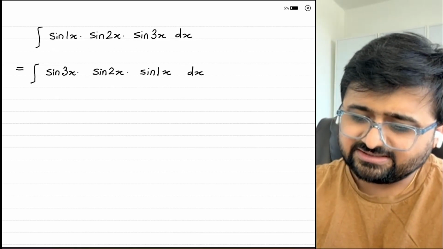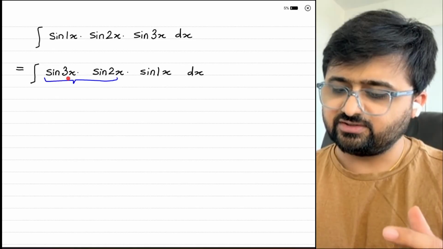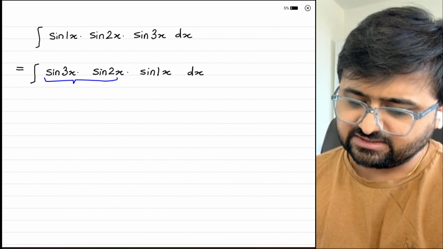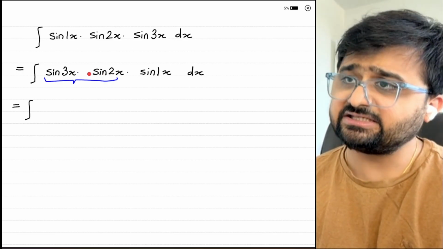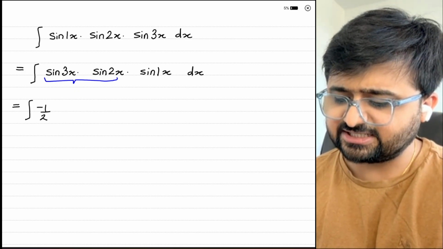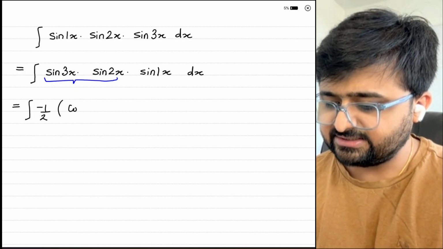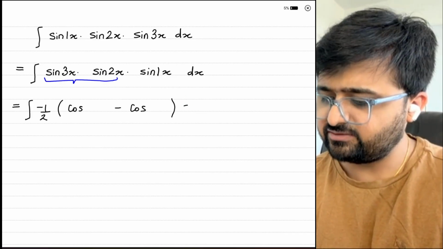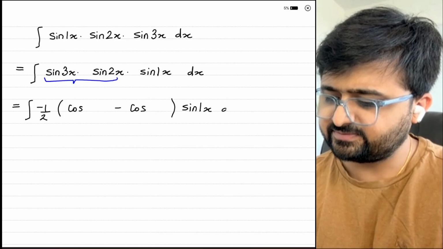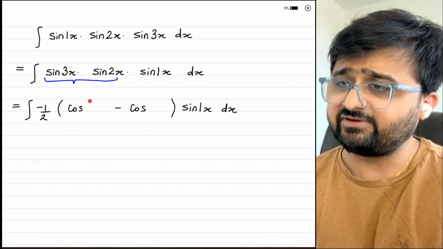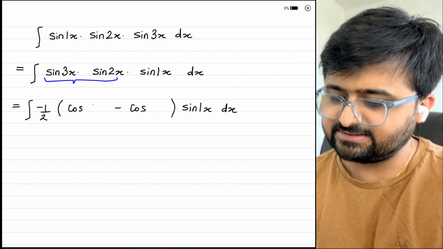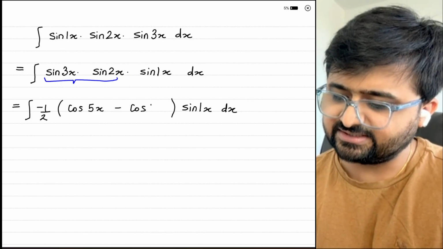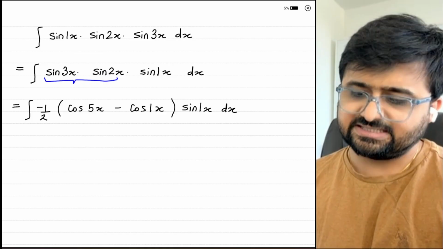Now let's take two of those terms and apply the defactorization formula: sine 3x times sine 2x. So this will become integral of, sine times sine is the formula that starts with a minus half, and the formula is cosine minus cosine, and I have this sine 1x over here with respect to x. In the first term, I have addition of those two angles, 3x plus 2x, which gives me 5x. In the second term, I have subtraction, 3x minus 2x is 1x. I hope that makes sense.